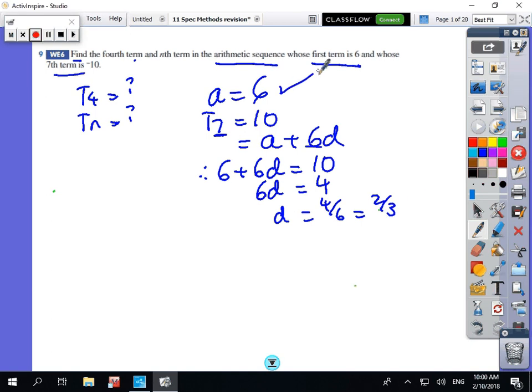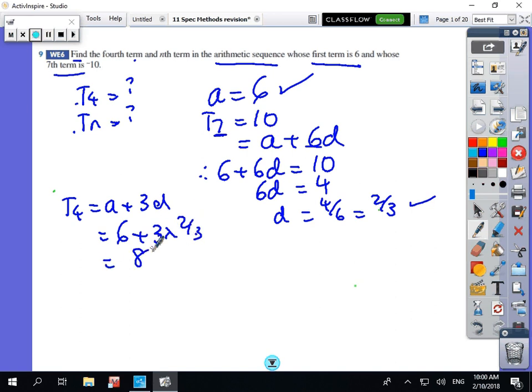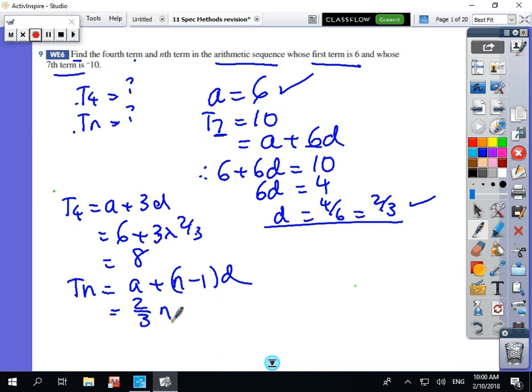Okay, so we've got A, we've got D. Now we can answer the questions. So T4 equals A plus 3D equals 6 plus 3 times 2/3. The 3s cancel out, so the answer is just 8. And for Tn, you've got two approaches. You've got the A plus n minus 1 D approach, or you can just use the shortcut. The difference, 2/3, will be the coefficient of n. And then to get from 2/3 up to 6, you have to add 5 1/3. So that's the Tn approach, or just sub the numbers in and simplify.